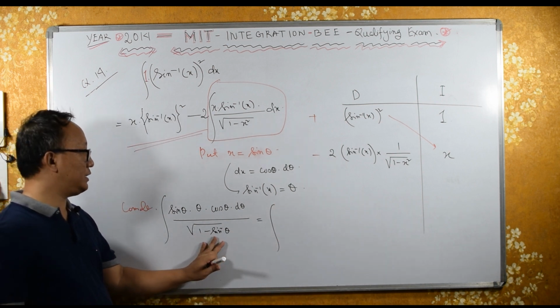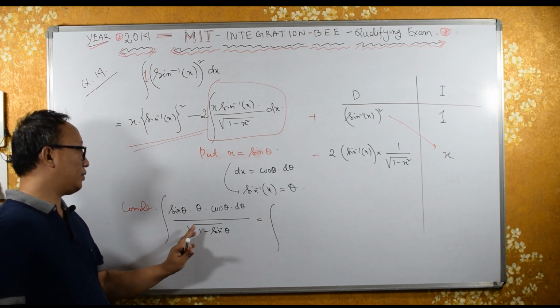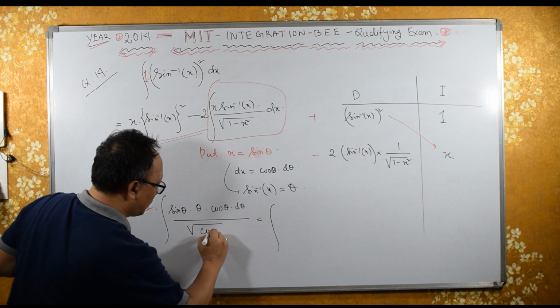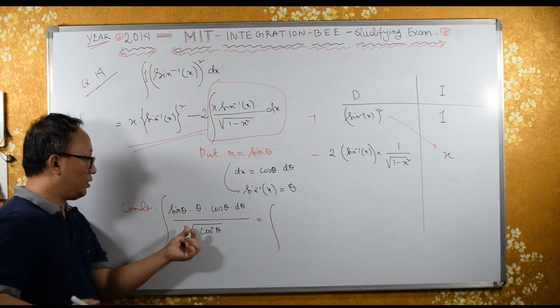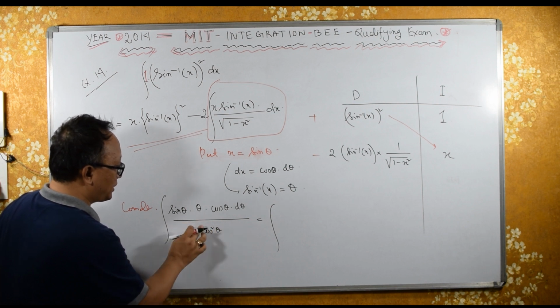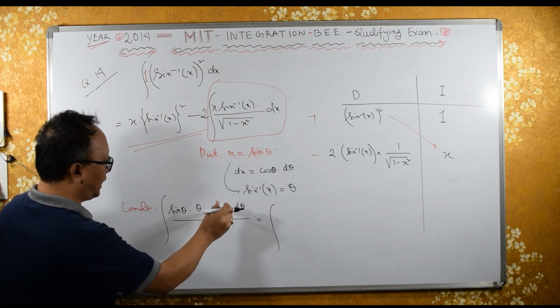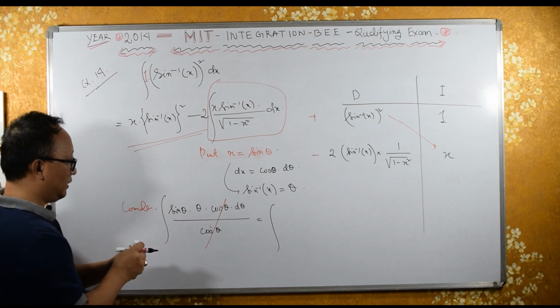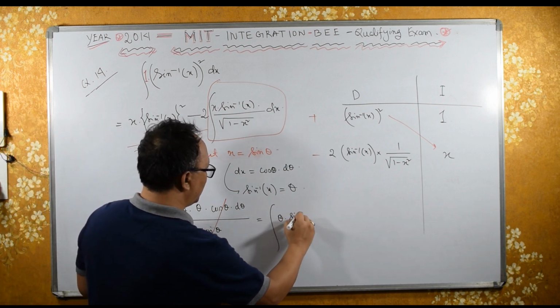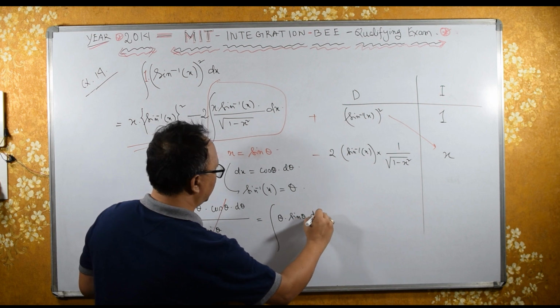1 minus sine square theta is cos square theta. Cos square and square root get cancelled, so I will get only cos theta. Now this cos theta and this cos theta get cancelled, so what I have is the integral of theta into sine theta d theta.